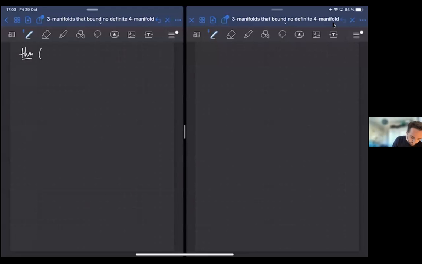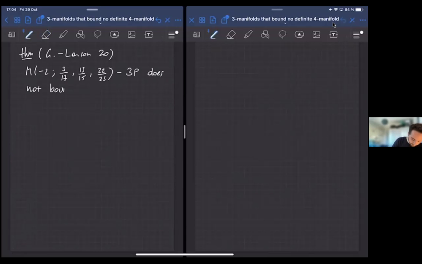So the theorem that I proved with Kyle Larson somewhere towards the end of last year is that this person, which I will tell you something about in what follows. This is a three manifold. This three manifold does not bound any definite four manifold.